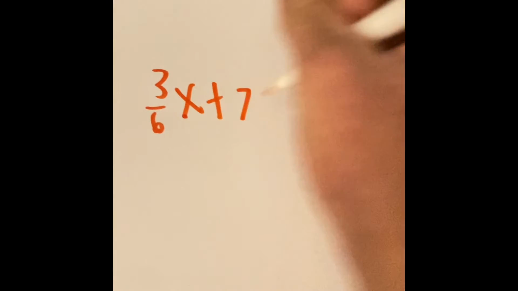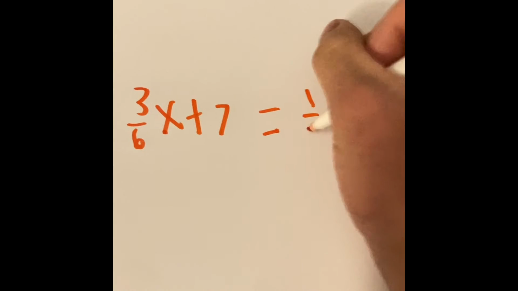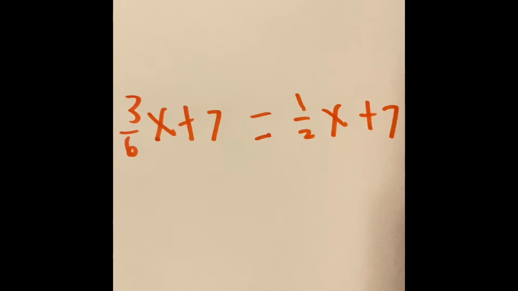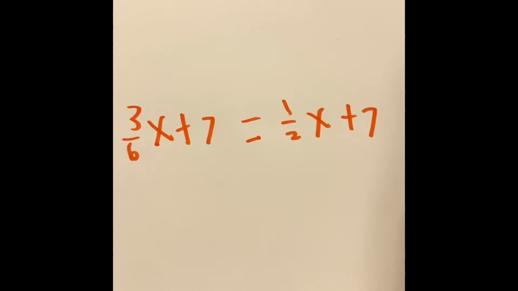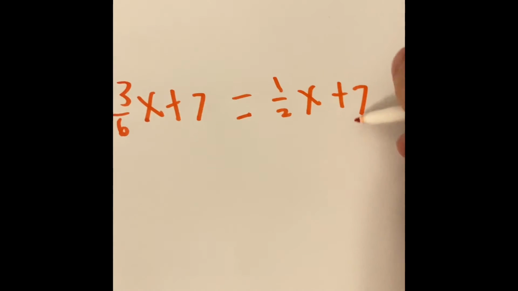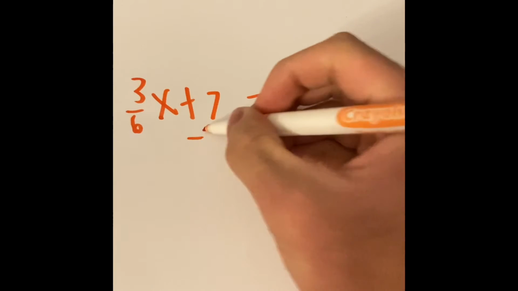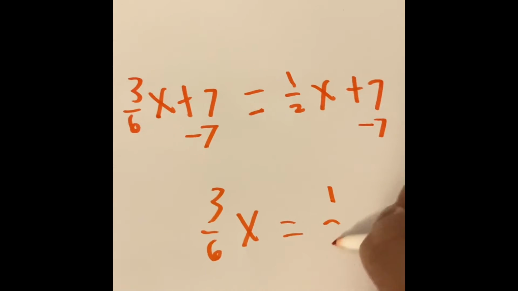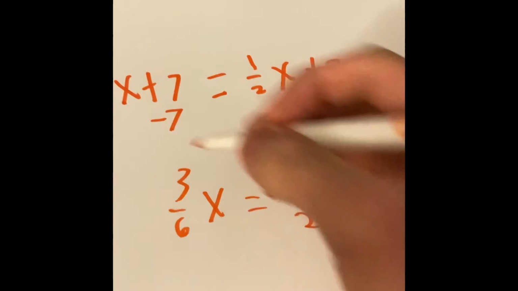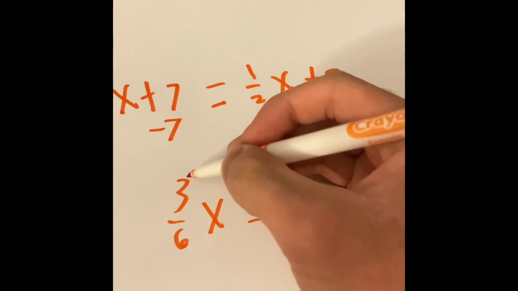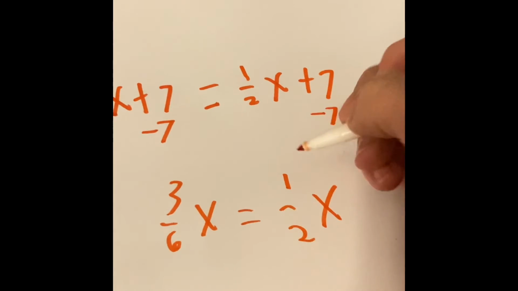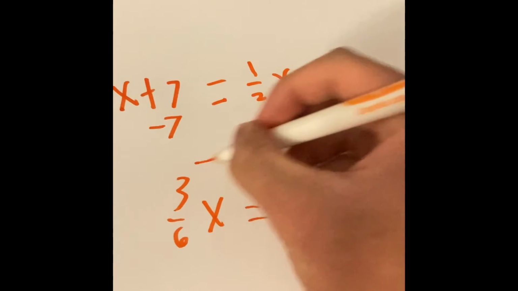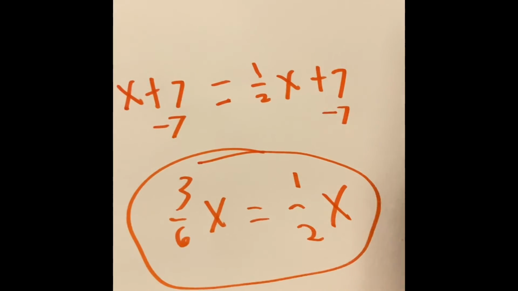So, we have 3 over 6x plus 7 is going to be the same thing as 1 over 2x plus 7. The first thing you might want to do is subtract the 7s from each side. We have 3 over 6x is the same thing as 1 over 2x. But wait, 3/6x is going to be the same thing as 1/2 of x. So pretty much this is going to be the same.